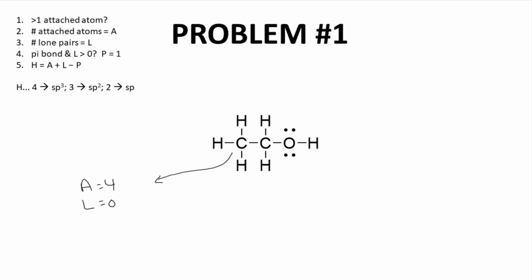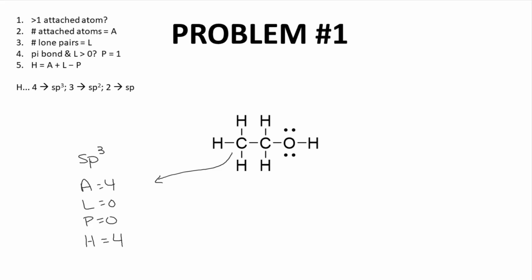So question 4 is, do we have a pi bond and is L greater than 0? Well, we don't have any lone pairs, so P is not equal to 1, P equals 0. So let's go to our equation. H equals A plus L, that's 4. Well, 4 plus 0 minus 0, so H equals 4. Therefore, if H equals 4, that's how many hybrids we need, and this is going to be sp3 hybridized. Great, so this is sp3 hybridized.